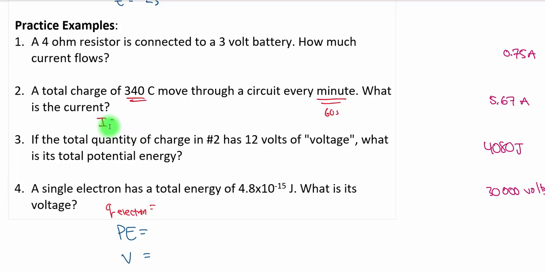I've got the charge quantity and I've got the time. I think I can use that equation that we just had. Should be able to get 5.67. Go ahead and do that, see what you get.